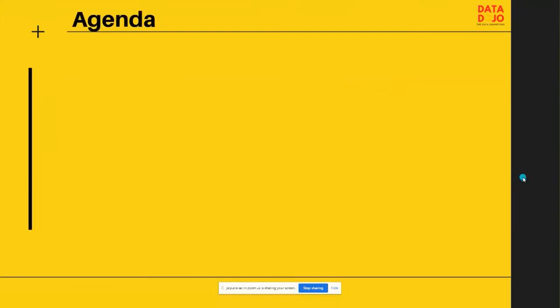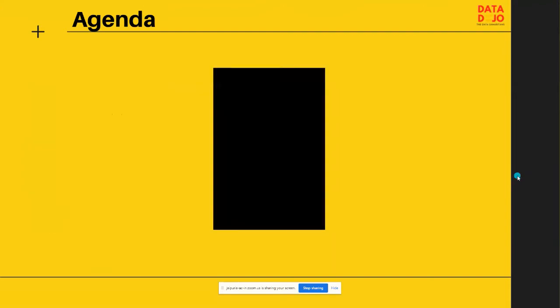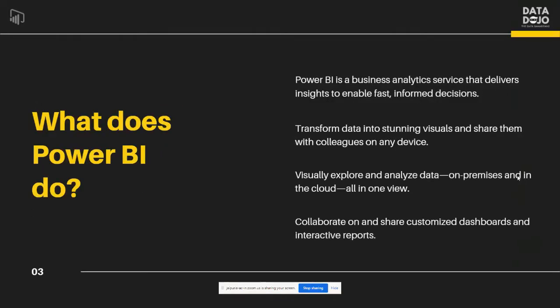So let's try and understand the core agenda for this module. In this module, we're going to look at the power of Power BI, what Power BI can do, how it can do it, and why Power BI. And then we're going to look at some inclusion quotient, in the sense of why we need Power BI or a Tableau or a MicroStrategy or a QlikView of the world. And then what Power BI's offerings are. So very basic information, and I'm sure it'll help you better understand what Power BI is all about.